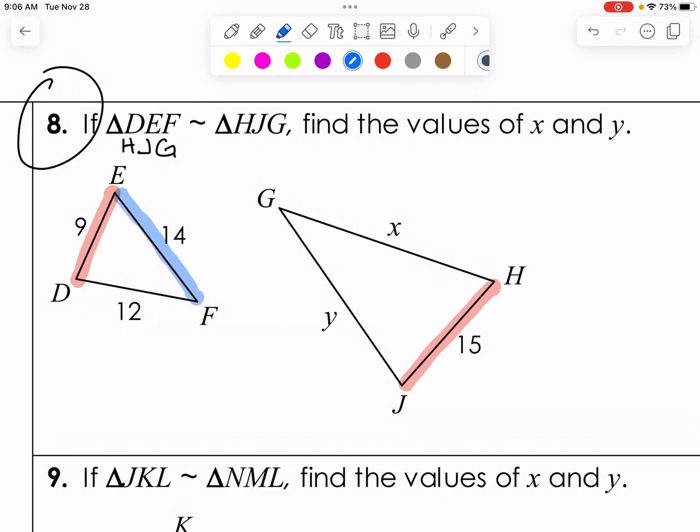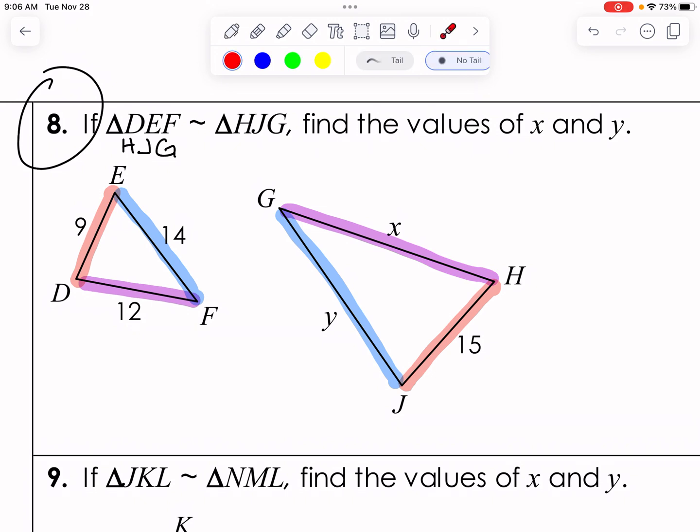That corresponds with JG. And I'll highlight the last one that's left over. Okay, so which one do we want to find out first? We always want to use a fraction or a ratio that has all the numbers. So if you look at purple, we do have a missing value here. Blue, we do have a missing value here. It's the red one that tells us what is the relationship between the two.